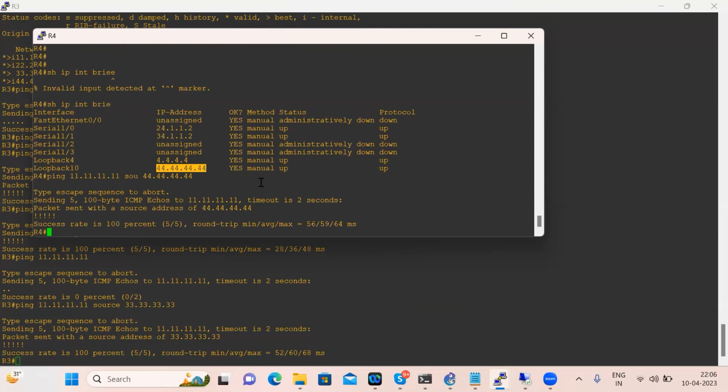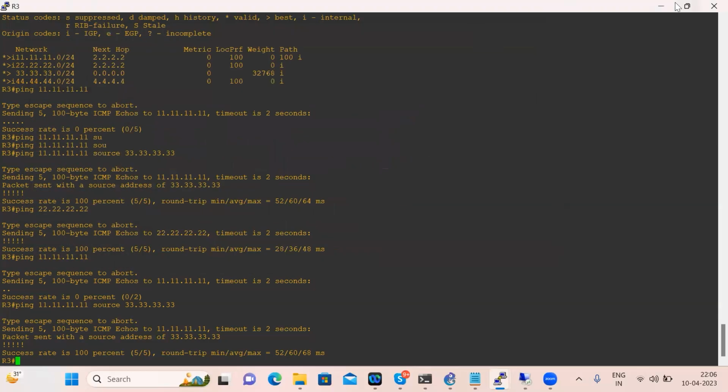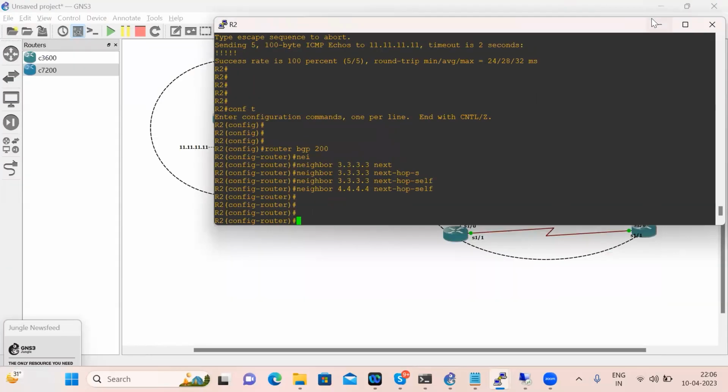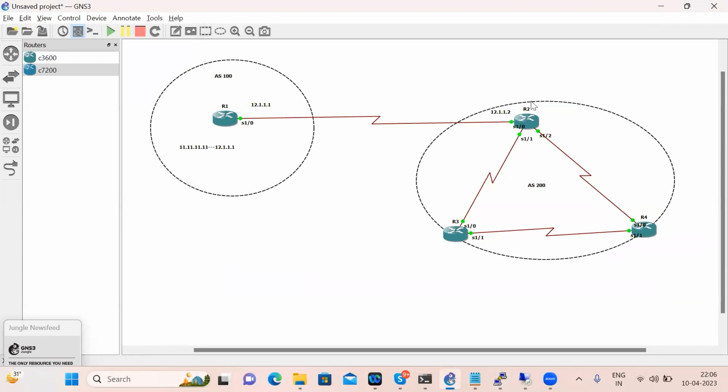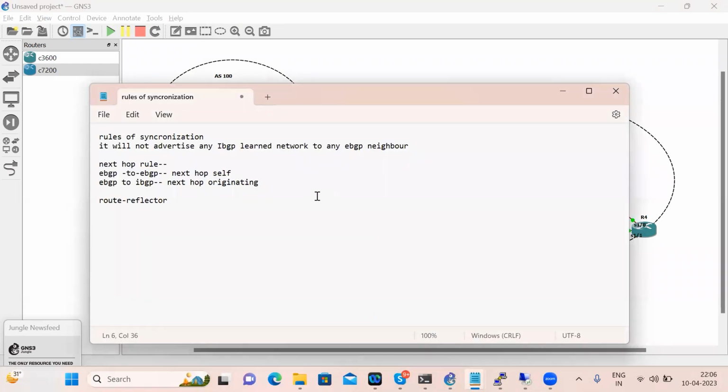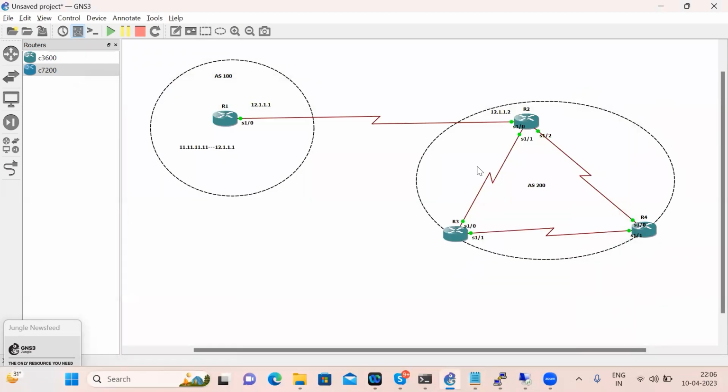Got it, sir. Can you show once again on which router you need to give that command? On router 2. Why? Because on router 2, that rule is taking place from eBGP to iBGP. If you see here in my notepad, it is eBGP to iBGP. So here, which is the router sending an eBGP network to an iBGP neighbor router?